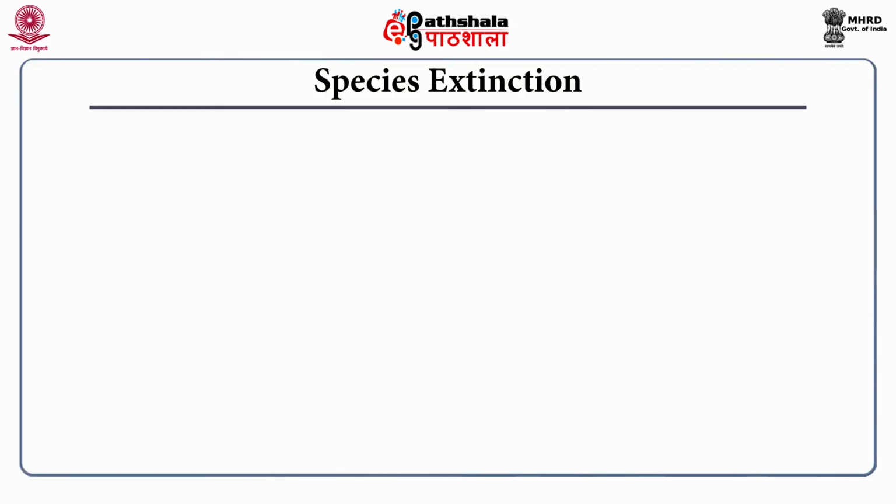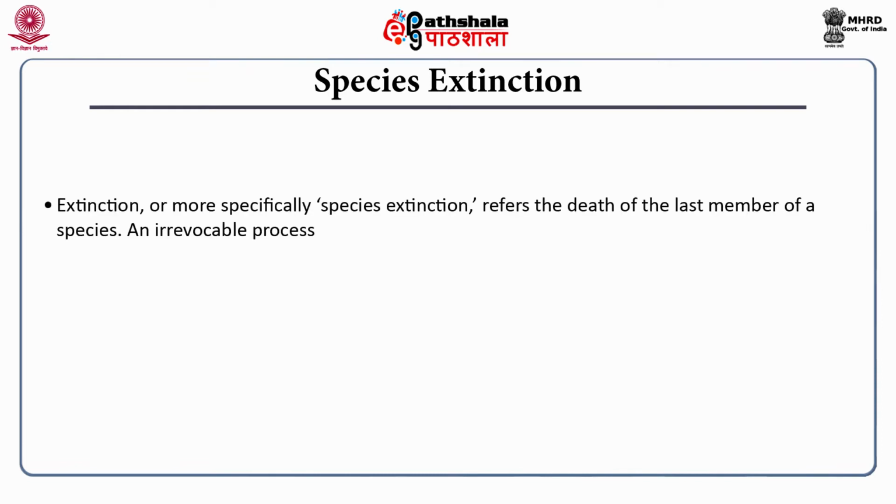So, what is species extinction? Extinction, or species extinction, refers to the death of the last member of a species, and as you know, this is a worldwide phenomenon. The death of the last member should be the end of the whole species. It is something like a death. As in an individual's death, it is irrevocable. You can never go back to life again. Similarly, once a species goes extinct, it is impossible to resuscitate that particular species back to life again. So, it is an irrevocable process.